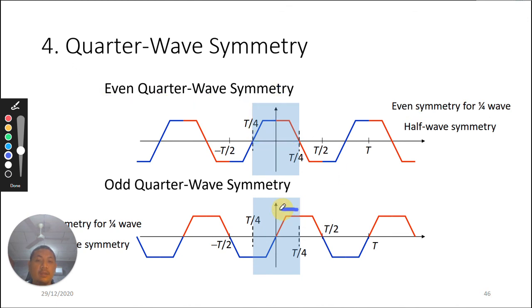If the quarter wave here is flipped here or folded here, then it's the same, then it is called odd quarter wave symmetry. Let's look at this. Right, this is the waveform for quarter wave. If you fold it here, then you will get this, and if you fold it here, you will get this. So this is odd quarter wave symmetry.